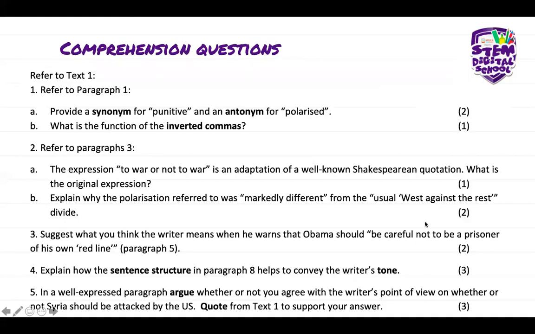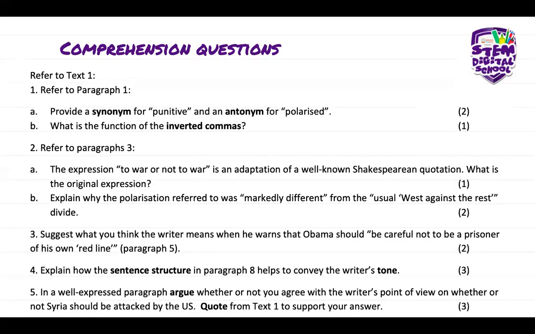Okay. Number 5. In a well-expressed paragraph, argue whether or not you agree with the writer's point of view on whether or not Syria should be attacked by the US. In a well-expressed paragraph, argue. You need to argue. So remember, when you argue a point, you take a side, usually, right? So you'll say whether you agree or you don't agree. You need to argue whether or not you agree with the writer's point of view on whether or not Syria should be attacked by the US.